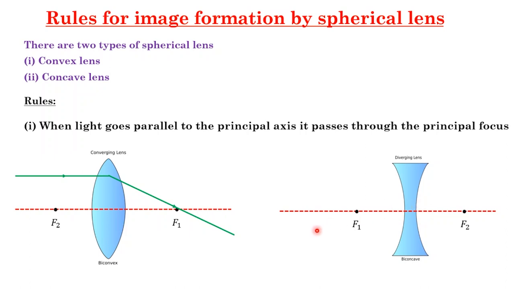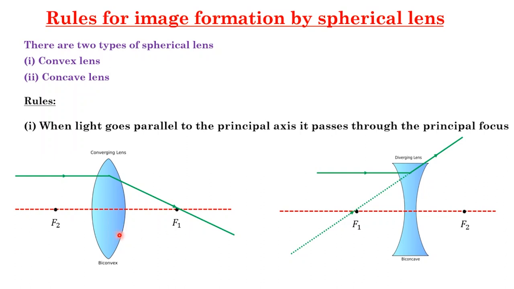Suppose light is traveling parallel to the principal axis. After refraction it will diverge, and that is why it is called a diverging lens. It will diverge, but it will appear that this ray is coming from the principal focus. So whenever light goes parallel to the principal axis, it appears that it is coming from the principal focus.